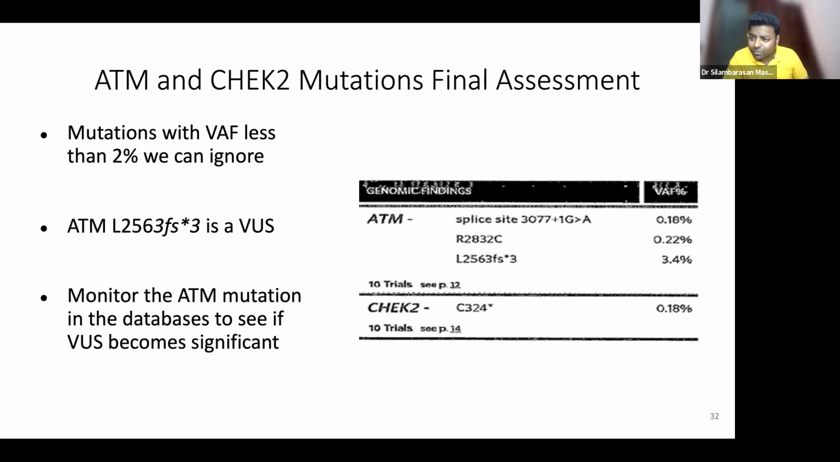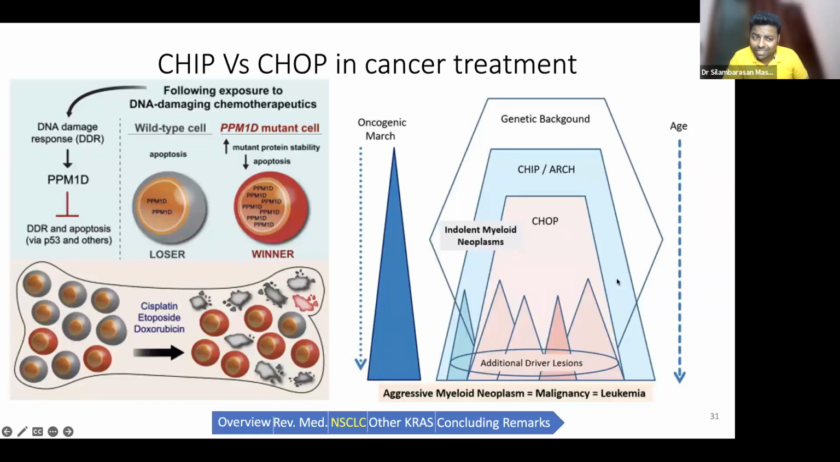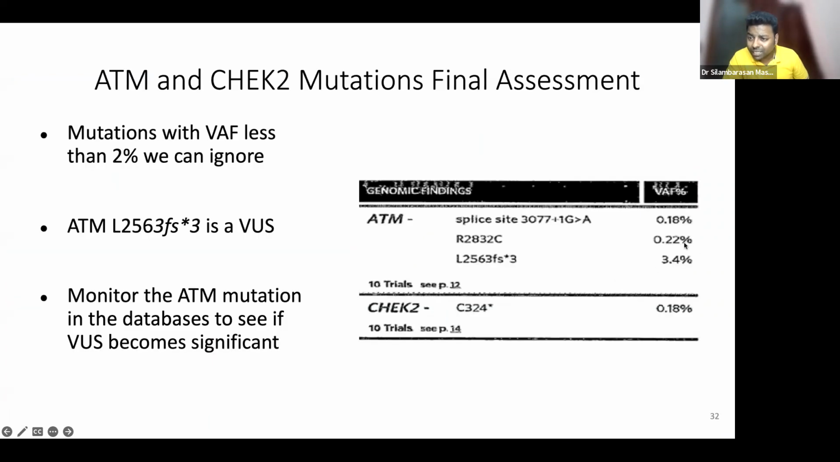The third mutation we are talking about, the ATM L2563FS mutation, is present at even 3%, right? But as of today, in the literature we don't have any known function. What exactly does this mutation do? It is called a variant of uncertain significance, and a clinician cannot take any clinical decision based on it. So with this context, I would not suggest that either of these mutations, ATM as well as CHEK2, has any role in this particular treatment strategy. So that's my summary for clinicians. From there onwards, we can take it to the next level. Thank you.